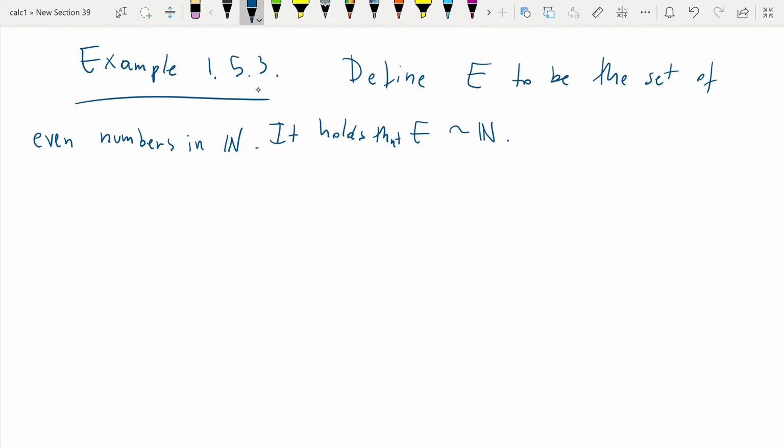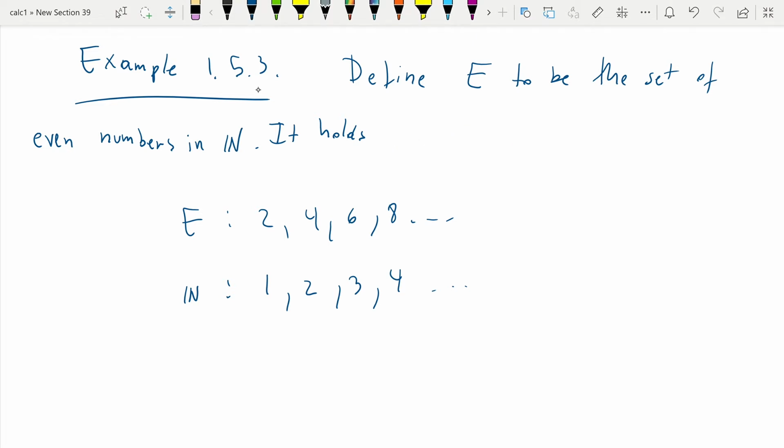Well, the set E is the set 2, 4, 6, 8, etc. The set N is the set 1, 2, 3, 4, etc. So here we can actually give a closed formula for this map from E to N and vice versa.